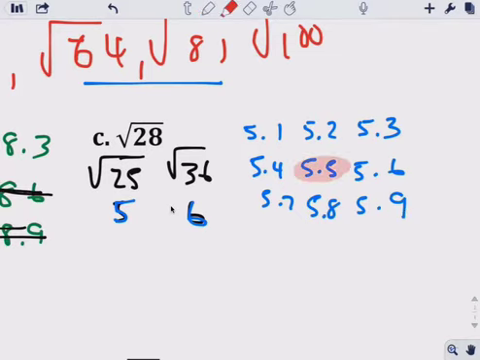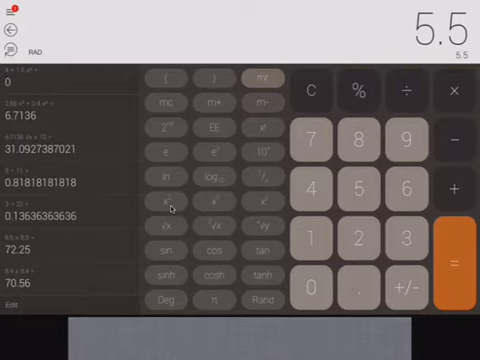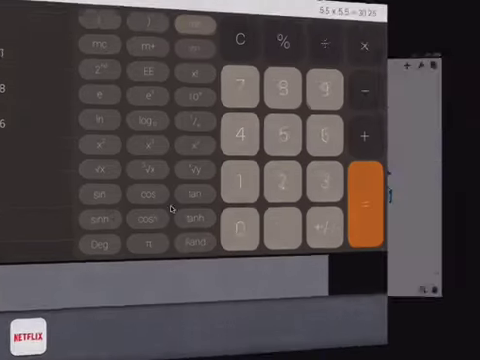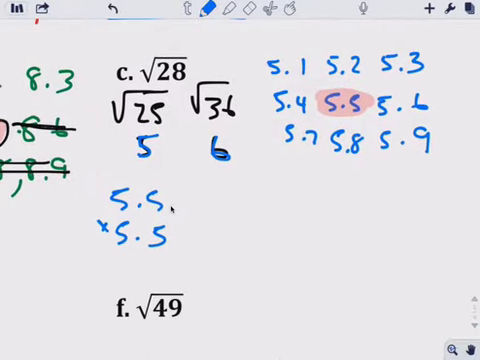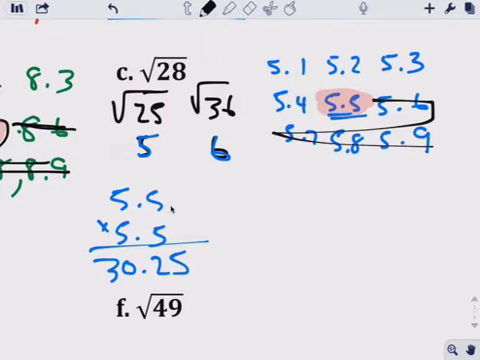We'll try 5.5 and see. 5.5 times 5.5, okay? 5.5 times 5.5 equals 30.25. Too high. 5.5 is already too high, so we know for sure 5.6 won't work to 5.9. So we need to choose something lower. It's pretty close, 30 and 28. Let's do 5.4.